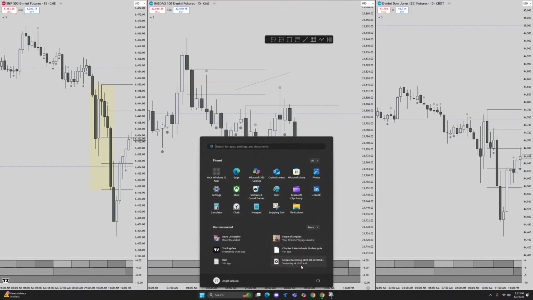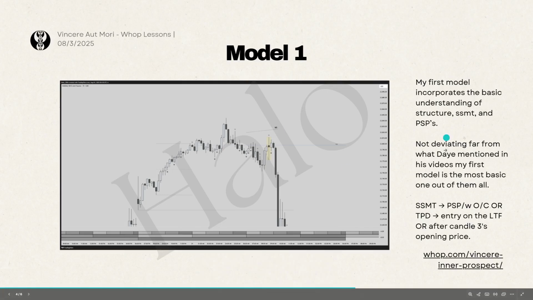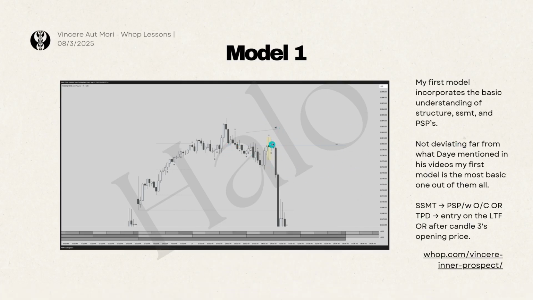So this is a basic copy of what I'm going over in this, right? Exact same thing. This is not a PSP with, or it's a PSP with an open close divergence, which is default with the TPD. But in this case, it's simply just a sequential SMT with a TPD alignment, right? That's all it is. And I use that pretty well with true day opens.